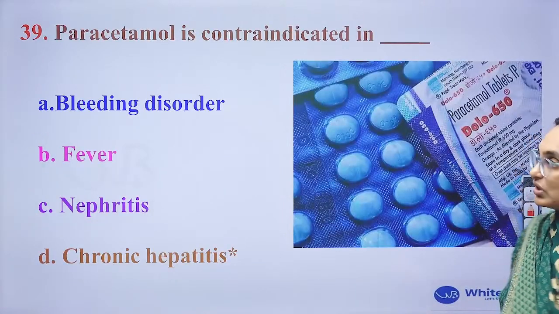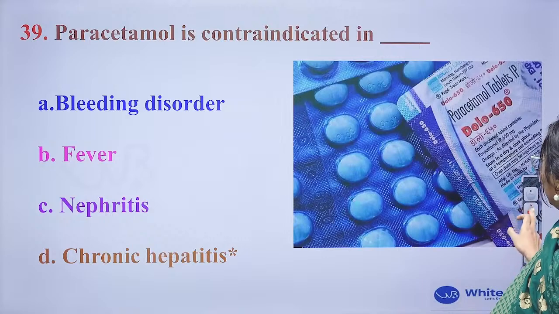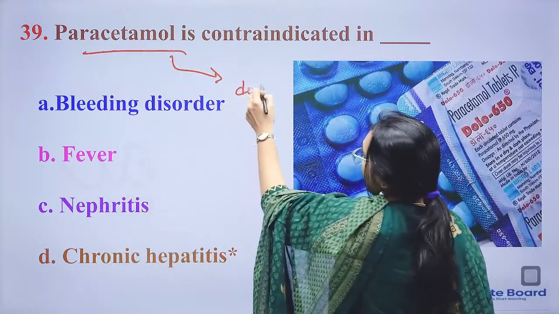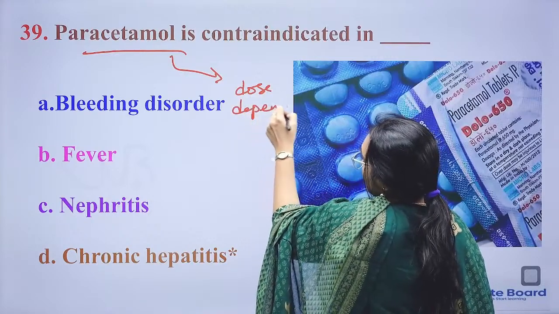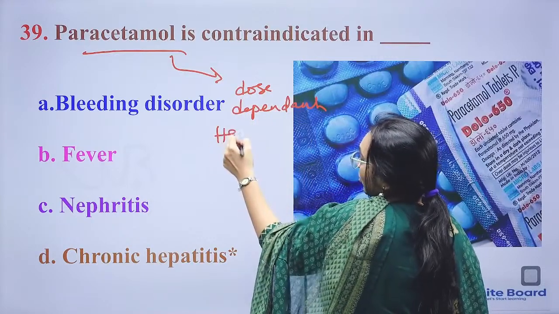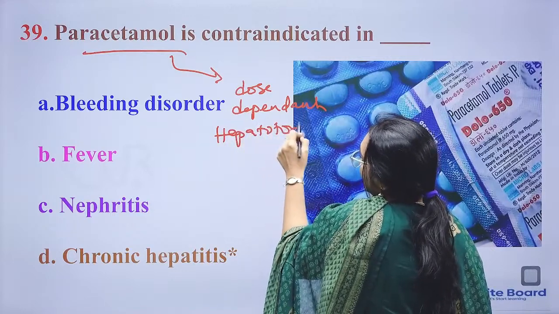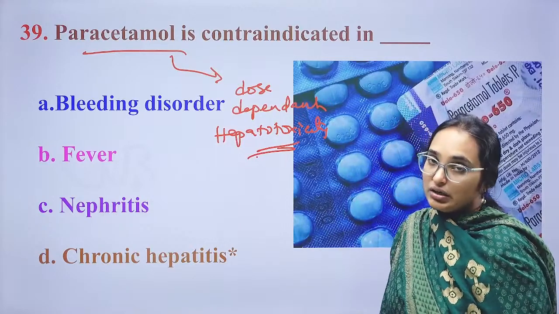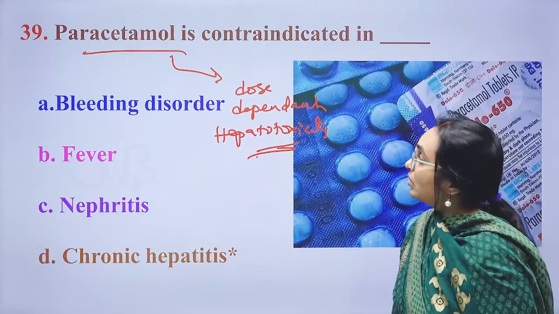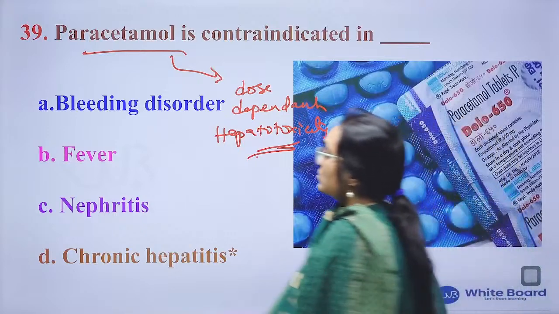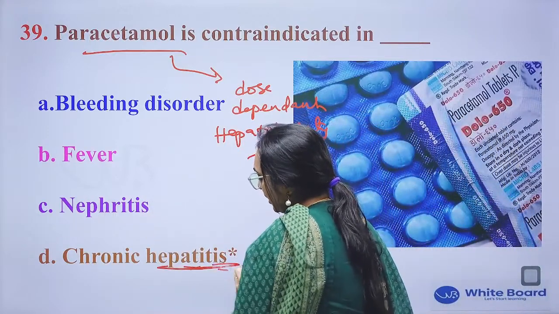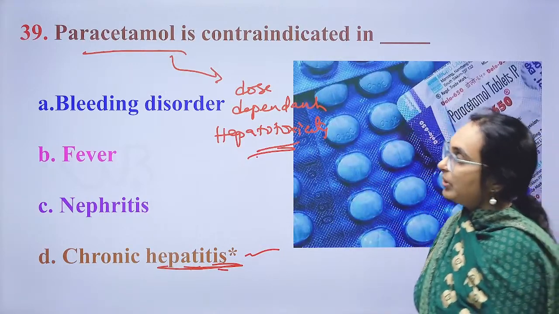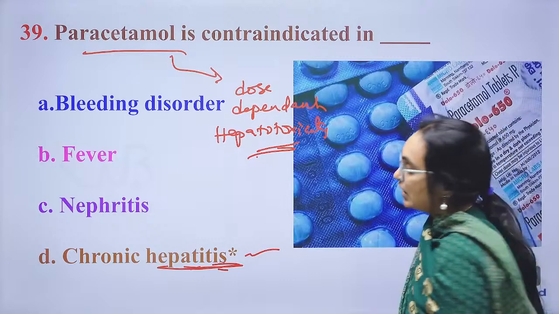Paracetamol is contraindicated means, see, paracetamol, the most common side effect is dose dependent hepatotoxicity. At higher doses it cannot be metabolized by the liver, and it causes hepatotoxicity. So it is contraindicated in bleeding disorder, fever, nephritis, chronic hepatitis. That means it is contraindicated in patients who have chronic hepatitis. So here 39, answer is D.